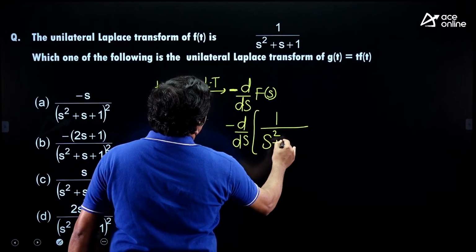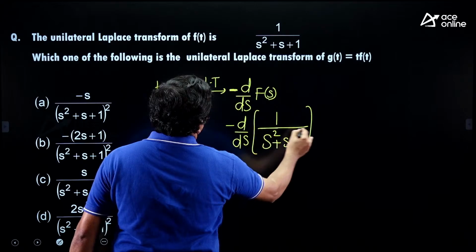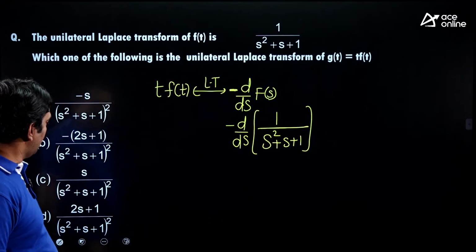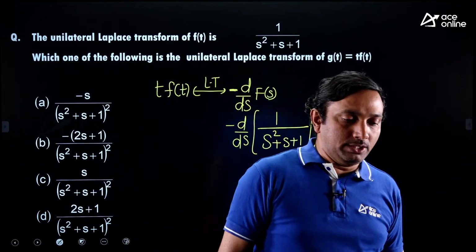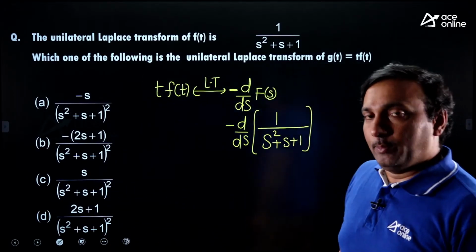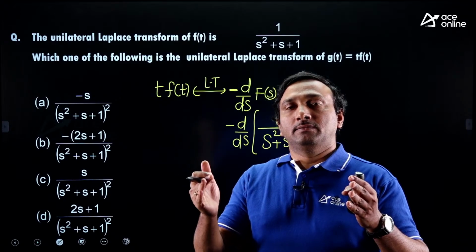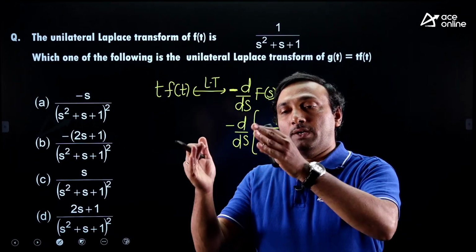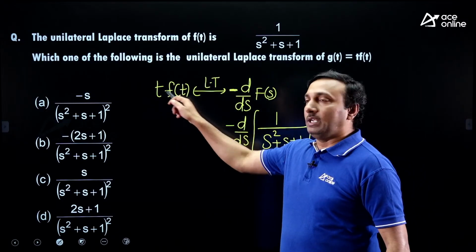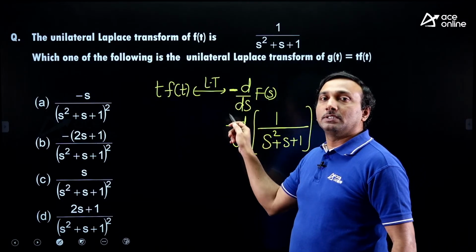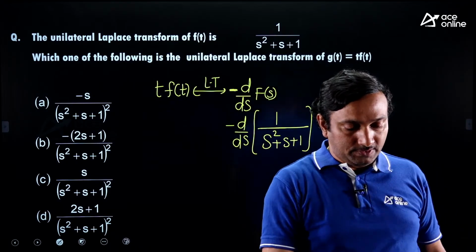Try to do the differentiation. It is like d by dx of 1 by x, minus 1 by x square. That will create option D. Property application, you must be thorough. Time domain multiplied by t. When you are multiplying with one variable, in the other domain it becomes differentiation. When you are multiplying by t, in the Laplace domain what happened? Differentiation. Minus d by ds of F of s.